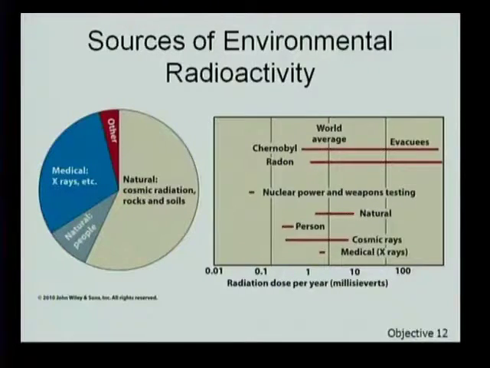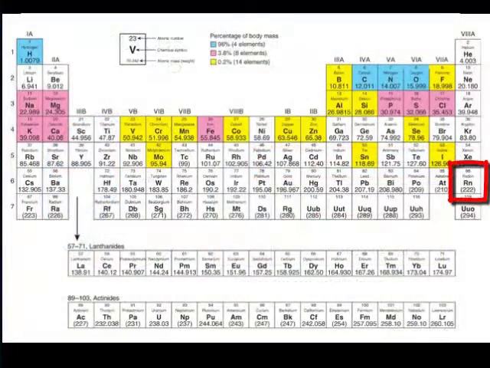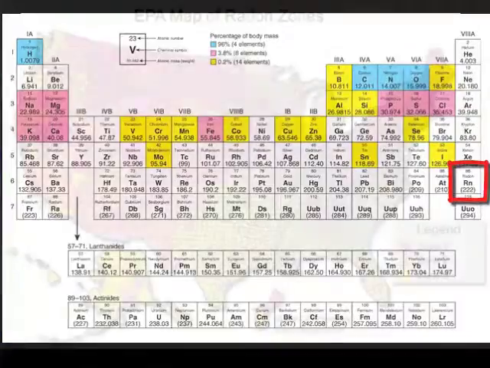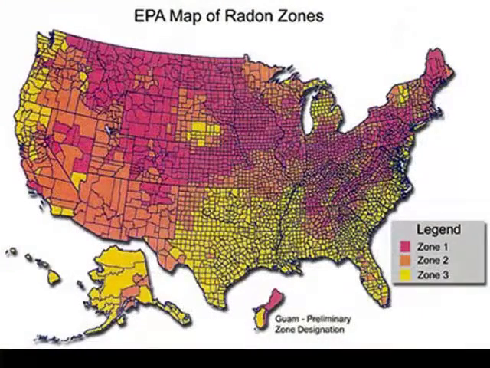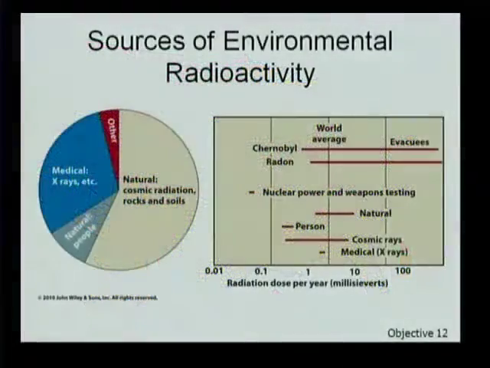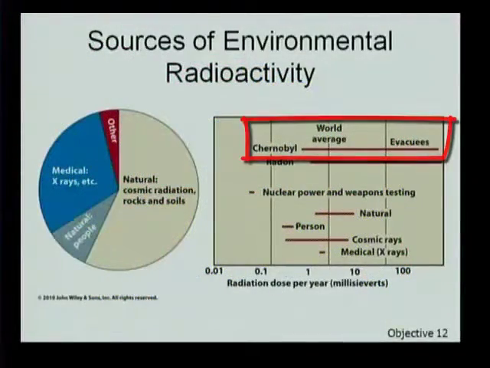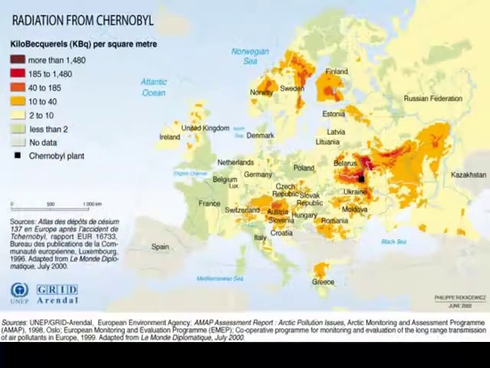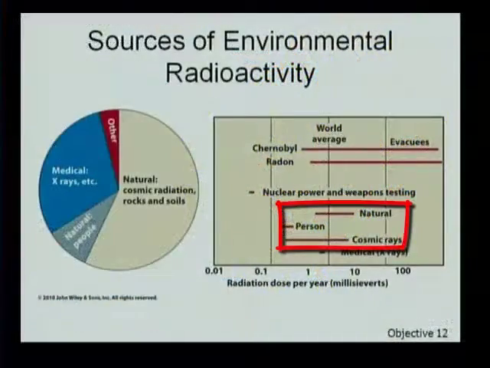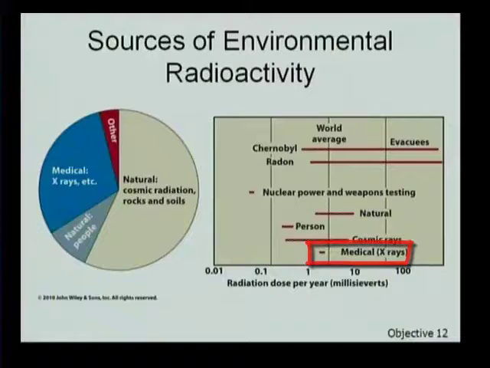The largest source of environmental radioactivity in this area is radon. Radon is a radioactive gas that concentrates in homes, especially in basement areas, and as people breathe that in, their lungs are exposed to radioactivity. Chernobyl evacuees also got a large dose of environmental radioactivity. The natural and background radioactivity is a little bit less than that, and then medical X-rays, the radioactivity that you generate as a person from the radioactive isotopes that are in your body, and from nuclear power and weapons testing, as you can see here, are much less.